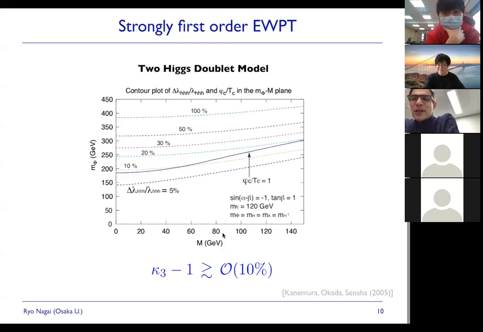So that means even a capital M of 20 GeV or so would be perfectly fine experimentally, because it doesn't mean the new particles are light, right? Yeah. Oh, very light. Thanks.